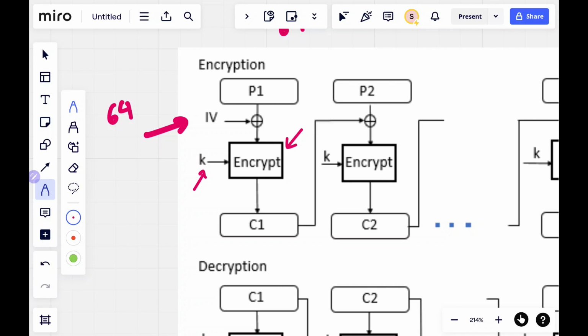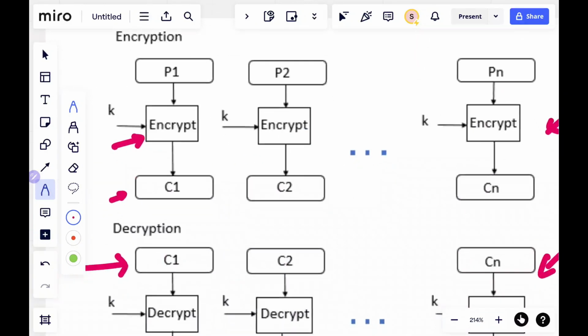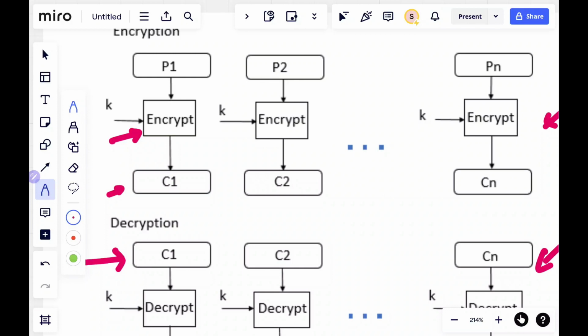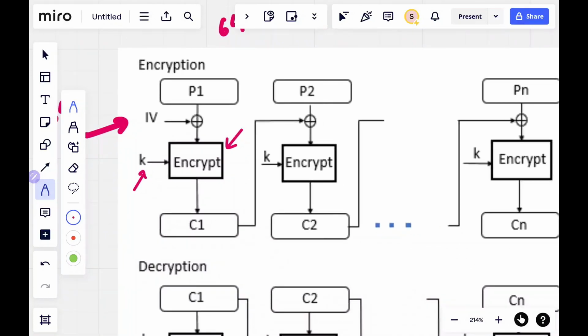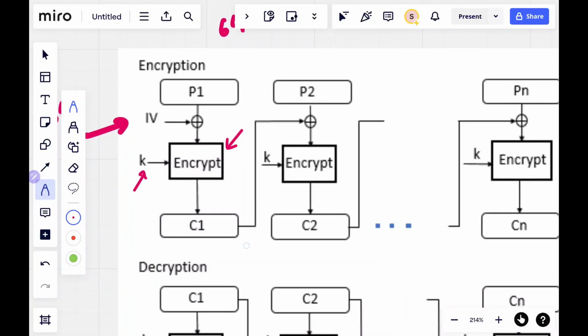Now, as we saw in the previous case, all the different outputs were independent of each other in the first case, that is electronic codebook. But in this case, each and every stage is dependent on the output of the previous stage. As you can see over here, the C1 is going as input to the XOR operation of the next block.